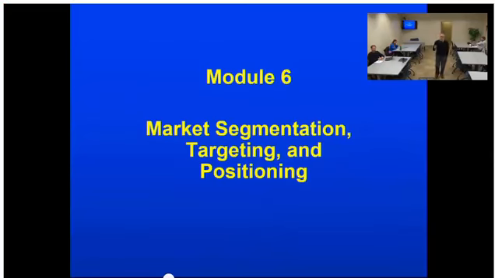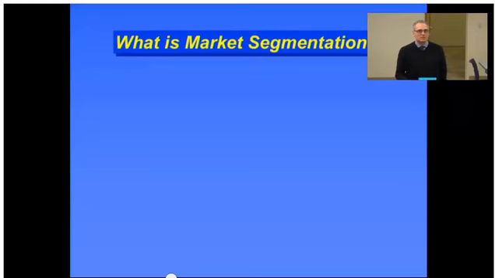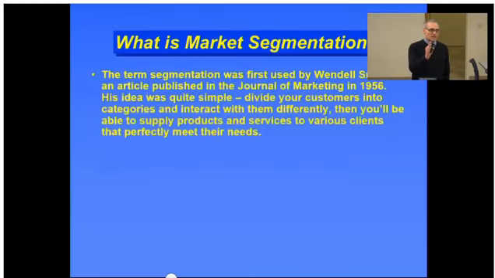So I put this together, and this is what marketing is all about: market segmentation, targeting, and positioning. But before you can do any of that, you have to do research. The term segmentation was first used way back in 1956 in the journal Marketing. His idea was quite simple: divide your customers into categories and interact with different categories differently. Then you'll be able to supply products and services to various clients that perfectly meet their needs.